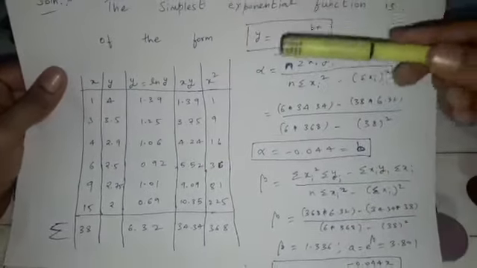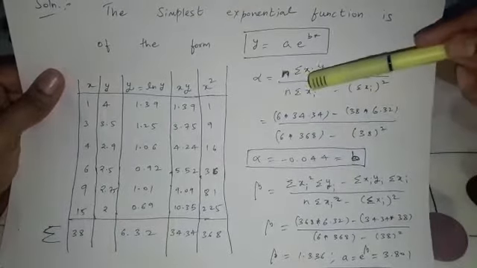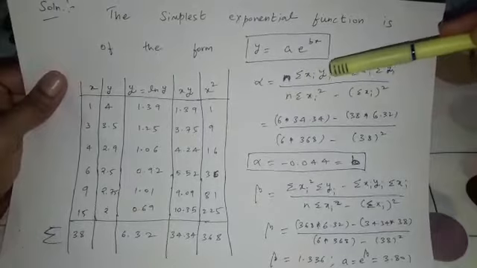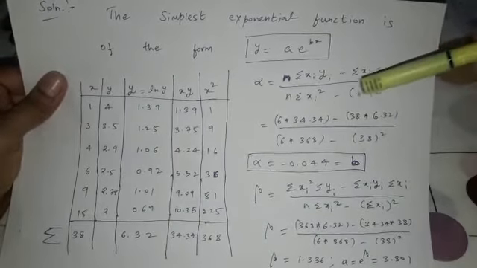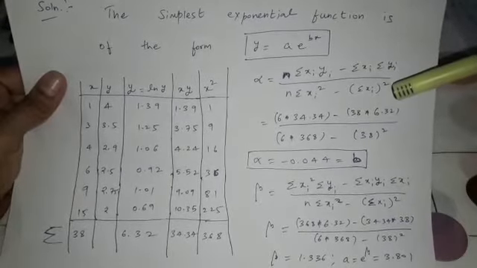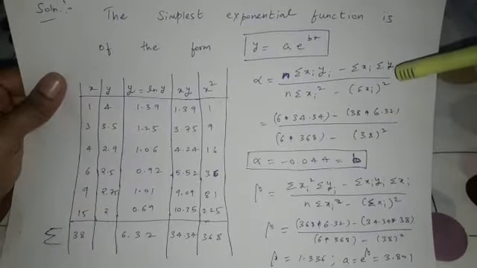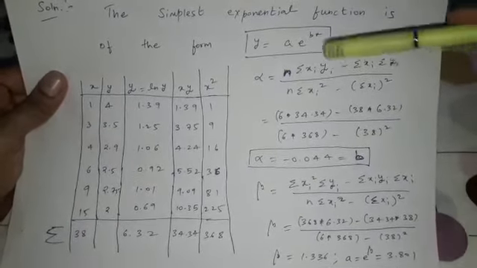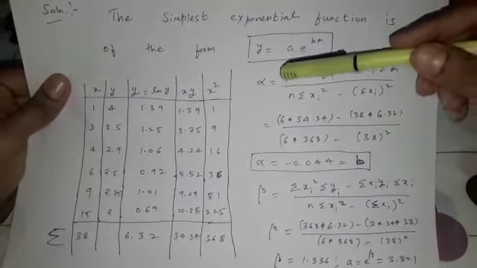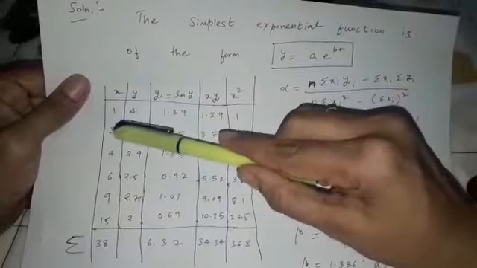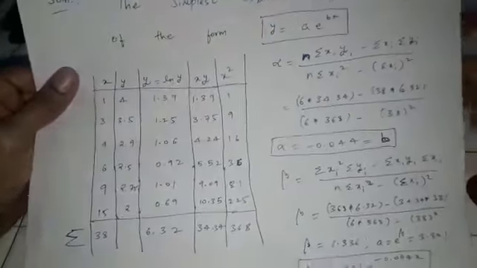We already saw the formula of alpha. Alpha is given by the formula n times sigma xi yi minus sigma xi times sigma yi, over n sigma xi square minus sigma xi, the whole square. This formula won't be given in the exam, you need to remember it. When you substitute the values, n is your number of experimental data points. If you count, it is 1, 2, 3, 4, 5, 6. So you have 6 experimental data points.